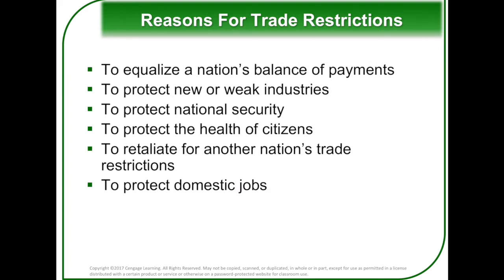Why do you do trade restrictions? We talked about it a little bit earlier, but you want to equalize your balance of payment or make them in a positive trade level. Sometimes you may have an industry you need to protect, or it's very weak, and you want a trade restriction there.